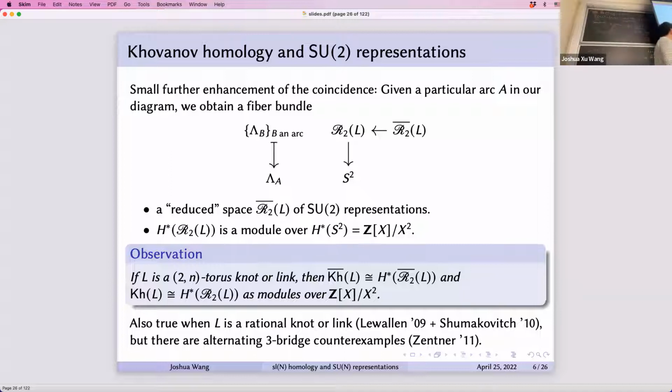Okay, and also if you look at two bridge knots and links, rational knots and links, then this observation still holds. It coincides for all rational knots and links. But there are counterexamples, so it's not true for all knots and links. There are even alternating examples.